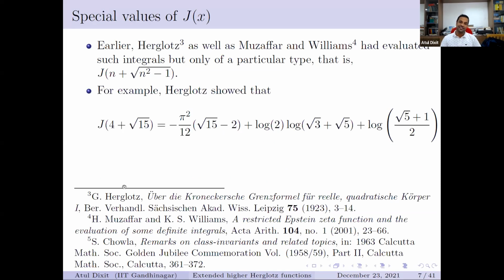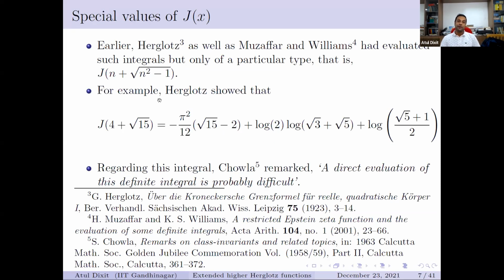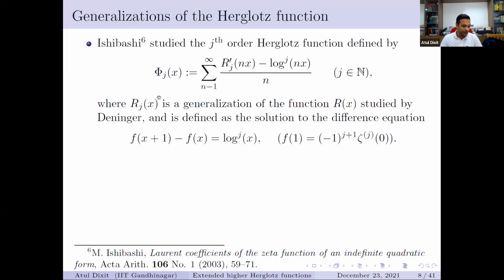Anyway, so this was regarding these Herglotz functions. There have been various generalizations of Herglotz functions in the literature. So Ishibashi in 2003 studied a generalization. He called it the jth order Herglotz function. How is it defined? So R_j of x is a generalization of a function R of x that was studied by Christopher Deninger. I'm not going to really discuss this R of x, but it's the case when j is equal to 2. But how is R_j of x defined? It is defined as a solution to this difference equation, satisfying this initial condition.